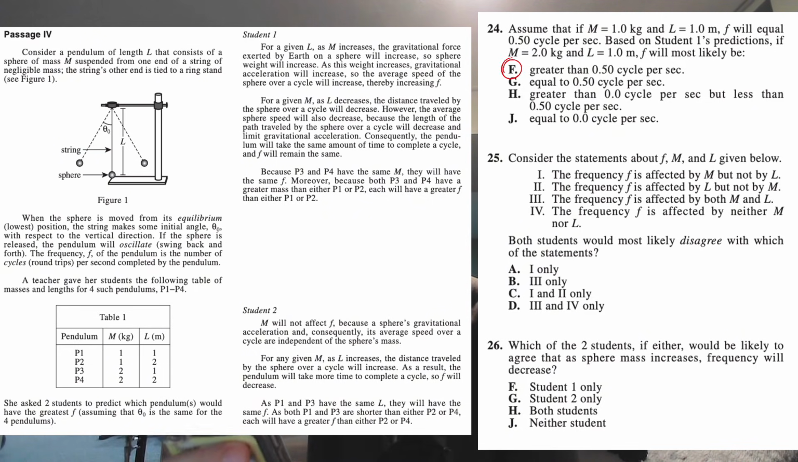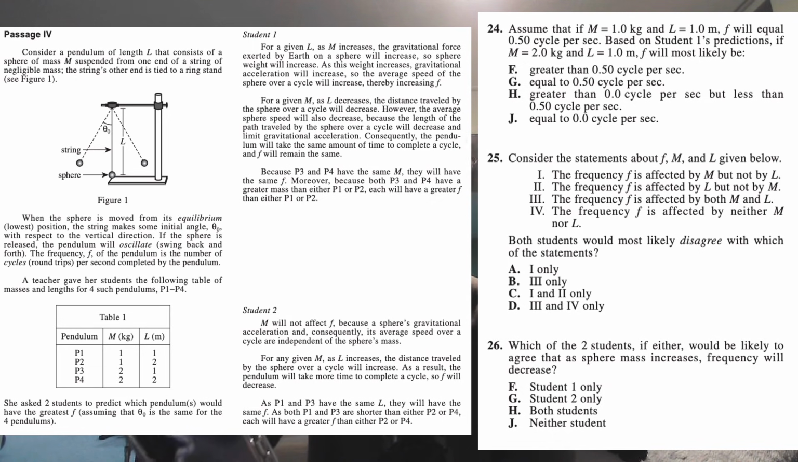All right, let's move on to question 25. Consider the statements about F, M, and L given below. Oh, wow. Okay, so this is a lot. This is asking us which of these statements both students would most likely disagree with. So let's start with statement 1. The frequency F is affected by M, but not by L.